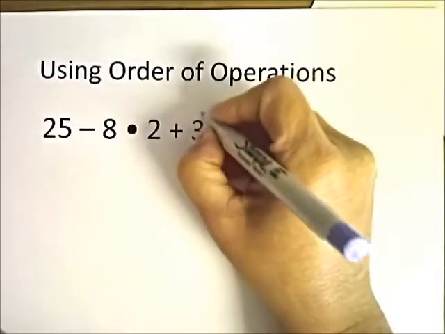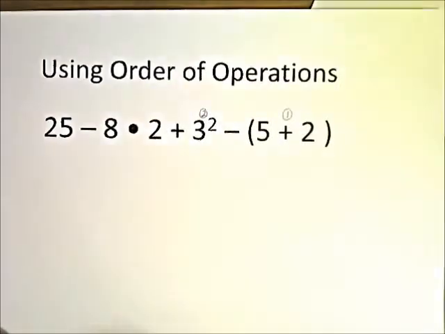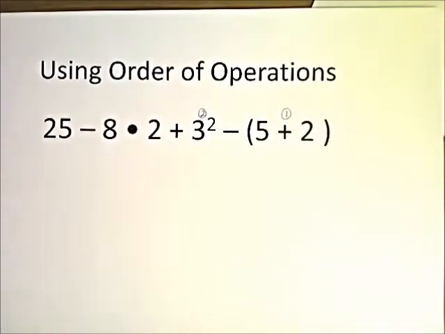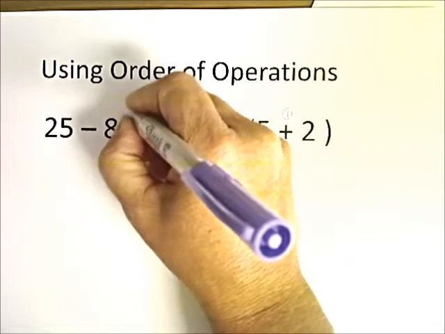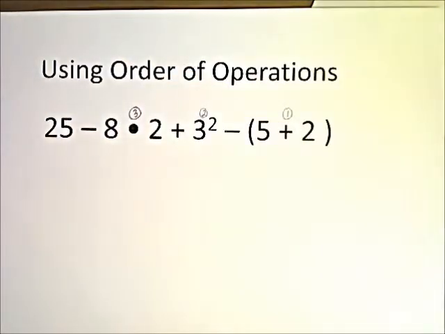Parentheses, then exponent. So I'm going to put a little bitty 2 right there and circle it so that you see that that's the second thing we're going to do. Parentheses, exponents, and then what do we see from left to right? Well, we see some multiplication. So the third thing we're going to do is multiply. Parentheses, exponents, multiply or divide. We didn't have any division.